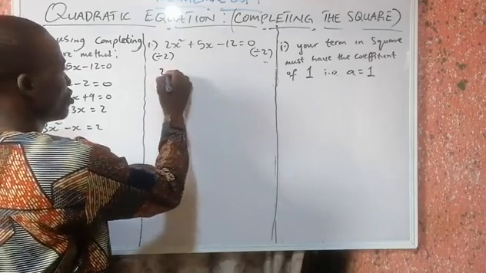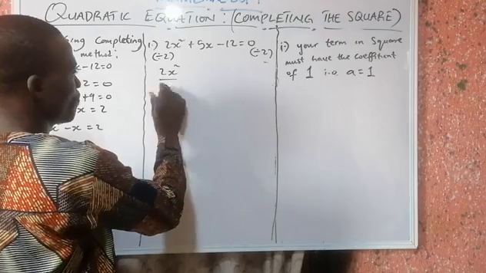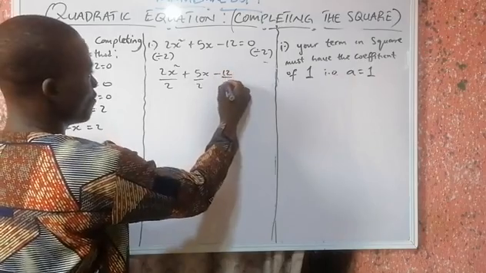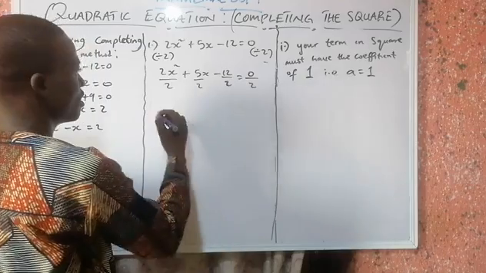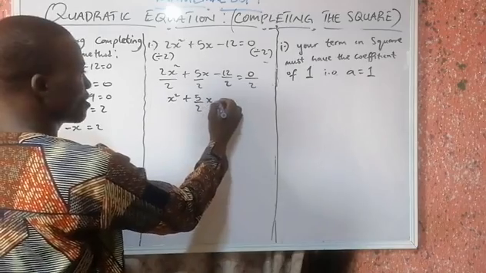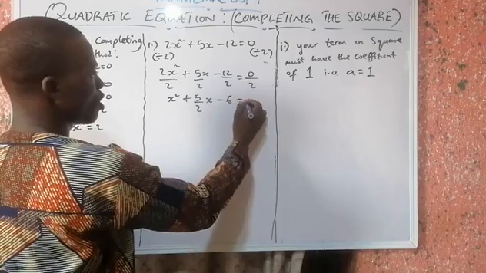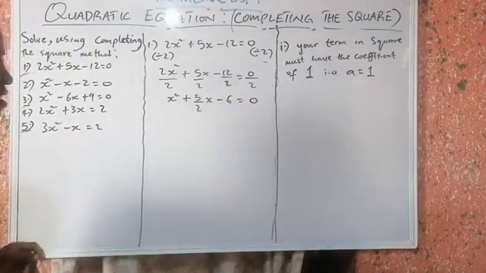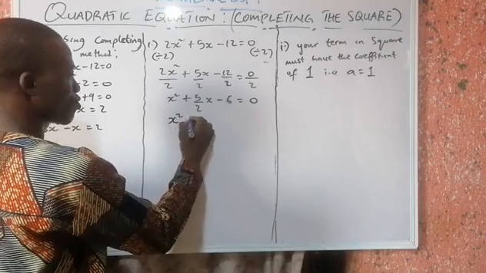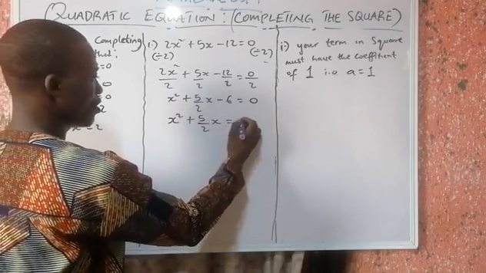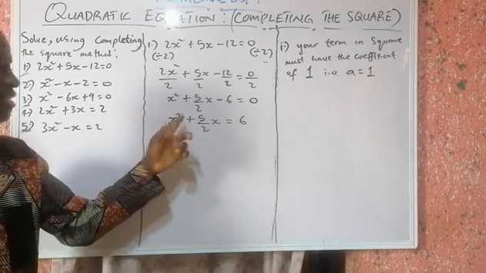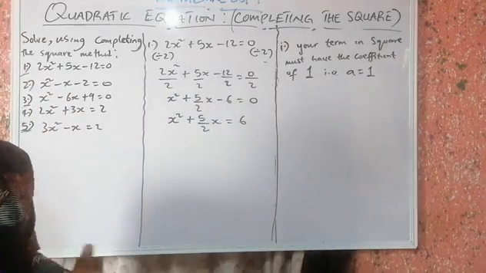I'm dividing all through by 2 on both sides. So this will be 2x squared over 2, plus 5x over 2, minus 12 over 2, equals 0 over 2. So 2 divided by 2 will give me x squared plus 5 over 2 x minus 6 equals 0. And then let me make my constant move to the other side. So I have x squared plus 5 over 2 x equals 6.